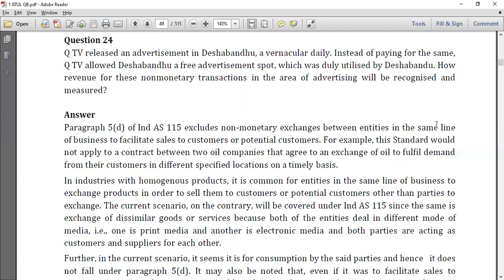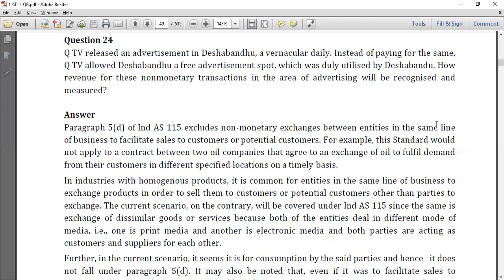Now, how will revenue for these non-monetary transactions in the area of advertising be recognized and measured? As per Ind AS 115, it's simple. Deshbandhu is a newspaper, and it will give an advertisement in the newspaper to QTV, and QTV will give an advertisement spot in its TV ad to Deshbandhu newspaper.